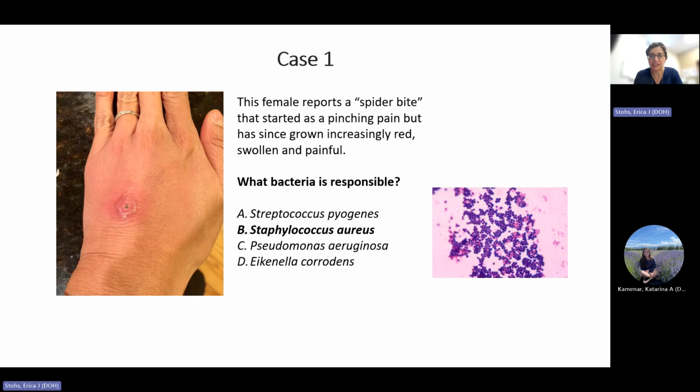Staph aureus is a gram-positive cocci, so if you were to look under a microscope, this is what you might see: these purple clusters that are circular.